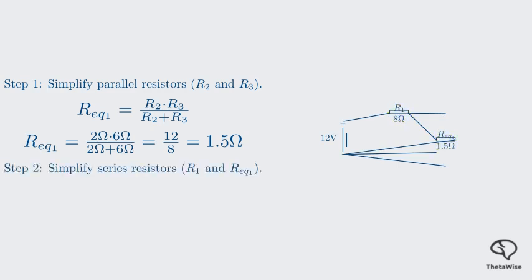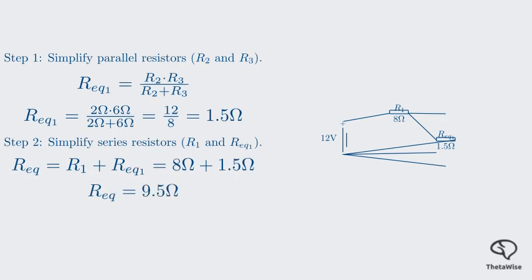For the second step, we combine these two series resistors to find the total equivalent resistance, Req. Since they're in series, we just add them up. Req equals 8 ohms plus 1.5 ohms. This gives us a total equivalent resistance of 9.5 ohms. This means the entire resistor network draws the same current as a single 9.5 ohm resistor.